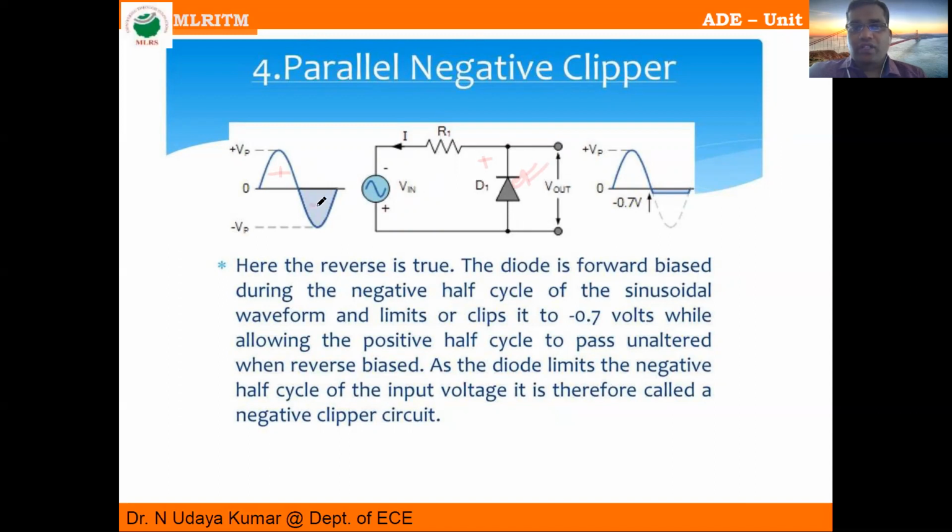For this negative half, whenever negative is given, the diode is negative to negative, so it is forward biased. Forward bias means it conducts. It is a practical diode, so only above the 0.7 volts cut-in voltage it conducts. That's why the wave appears like this.